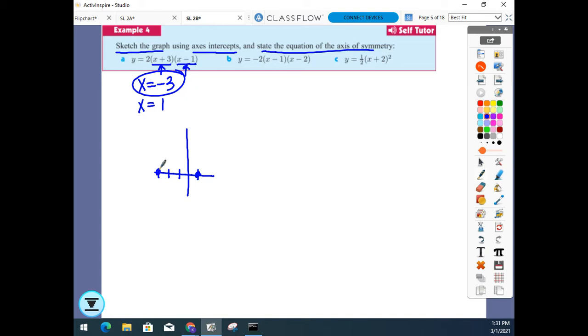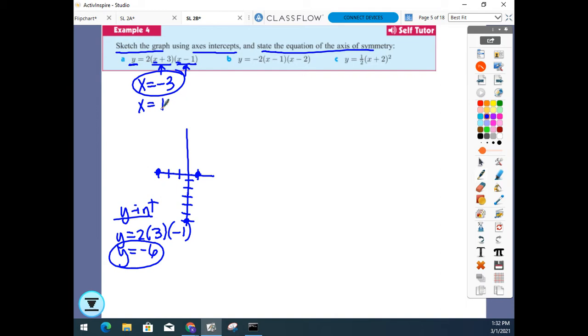-3. Now, if the x-intercepts are where the y value is 0, how do I find the y-intercept? That's where the x value is 0. So basically, to find the y, you plug 0 in for each x. So 0 plus 3 is 3. 0 minus 1 is -1. 2 times 3 times -1. That just means it will intersect the y-axis at -6. The y-intercept, these are your x-intercepts.